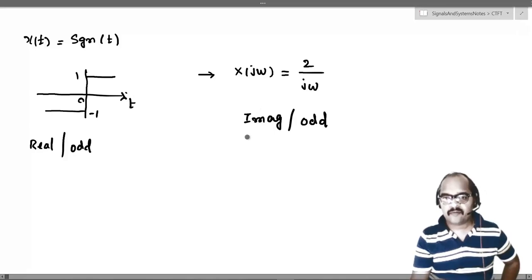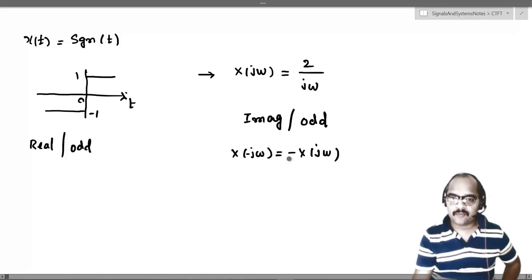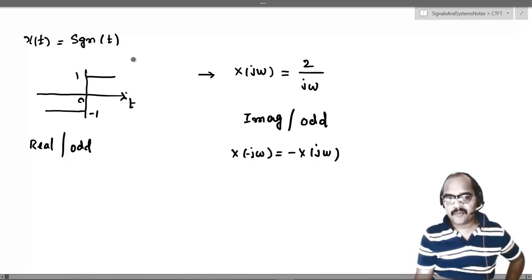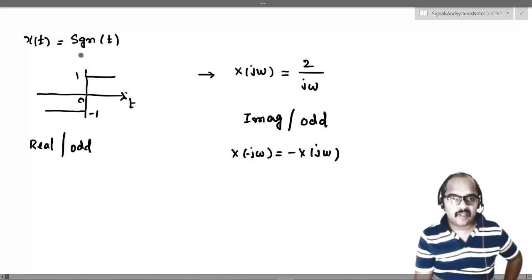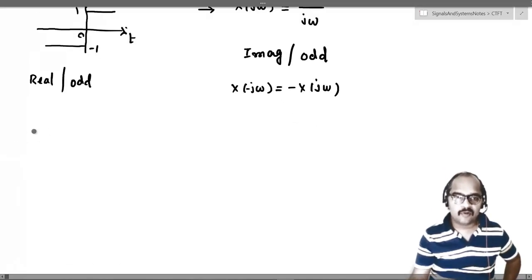Okay, so why is this odd? You can prove that x of minus j omega is the same as minus x of j omega. You can easily prove this result. So definitely, what does it mean? If the signal is real and odd, the Fourier transform would be imaginary and odd. So we'll take one more example.